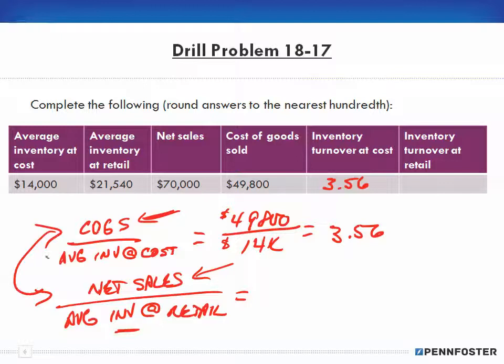So when I'm looking at average inventory at retail and cost, if I see average inventory at cost, I know I'm dealing with cost of goods sold. It's just that simple. If I'm looking at retail, obviously I can't use cost of goods sold because cost of goods sold is what we paid for. It's not what we're selling it for. So I know I have to use the net sales in the numerator. And that's how I put this stuff together in my head. I'm not memorizing it. Now, yes, you can memorize. Don't misunderstand me. If that's what you have to do, that's what you have to do, and there's no right or wrong to it.